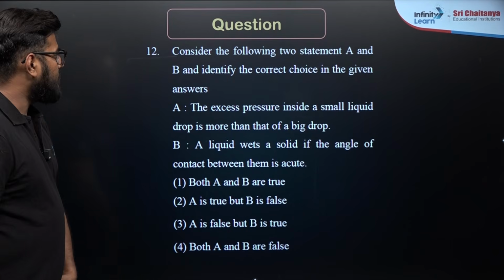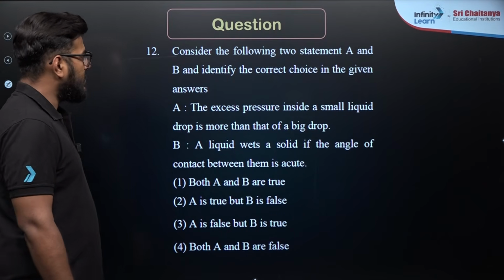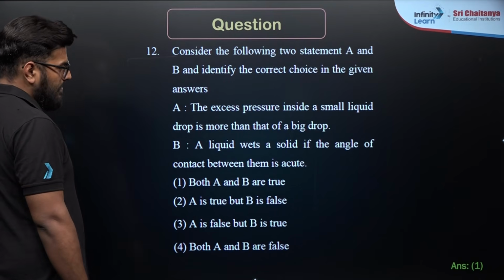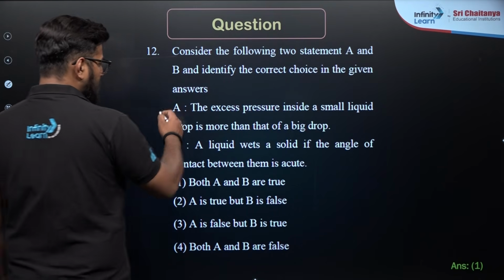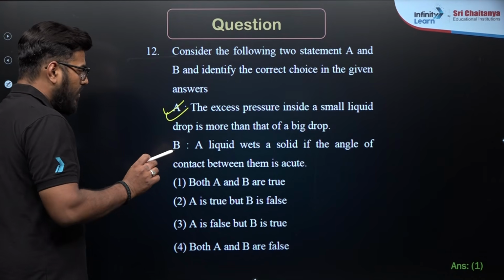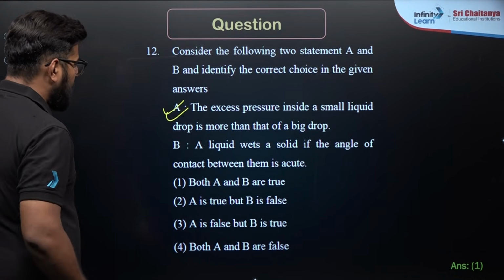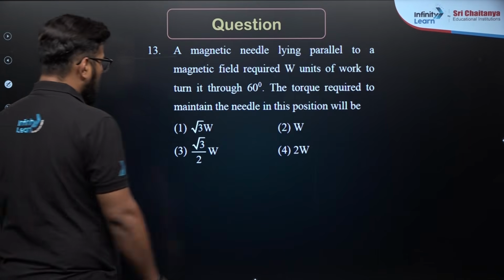Consider the following two statements A and B and identify the correct choice in the given answers. The excess pressure inside a small liquid drop is more than that of a big drop. Yes sir, this is absolutely correct because the R is small. The liquid wets a solid if the angle of contact between them is acute. Absolutely correct. Both 1 and 2 are right.